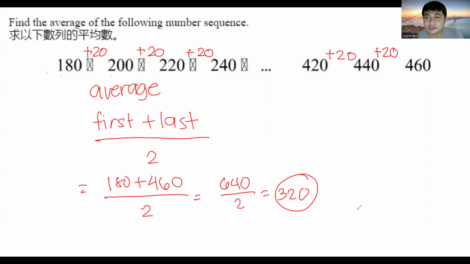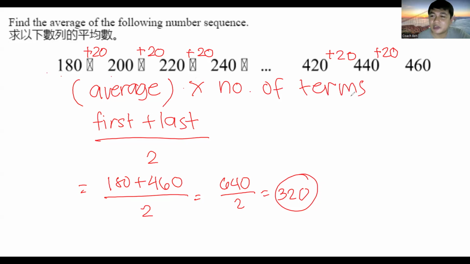Are there any questions? Can I find the sum of it and divide it by the number of numbers in this sequence? Yes, you can do that, but it will take you a lot more time. To get the sum of all of these numbers, you will have to get the average times the number of terms anyway. So you're just doing extra steps. But yes, you can do that.